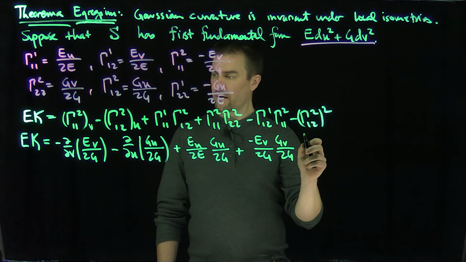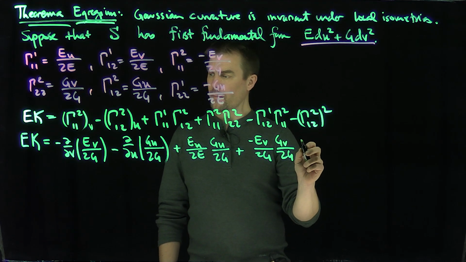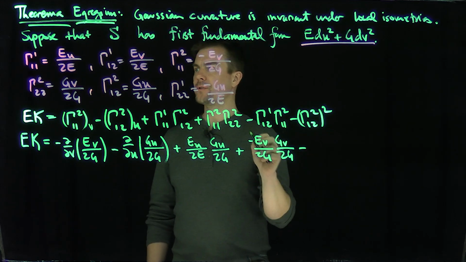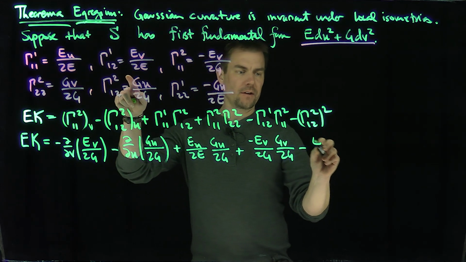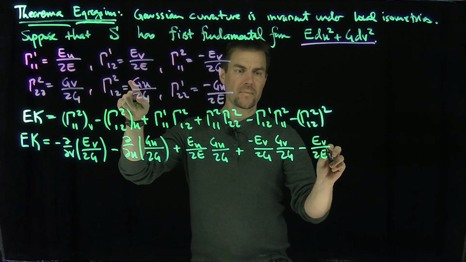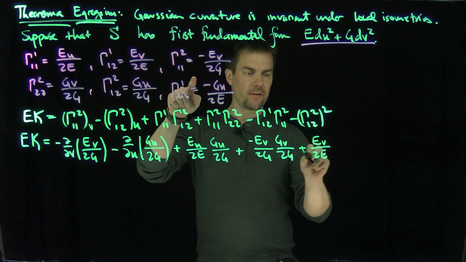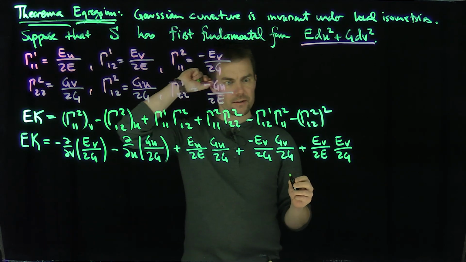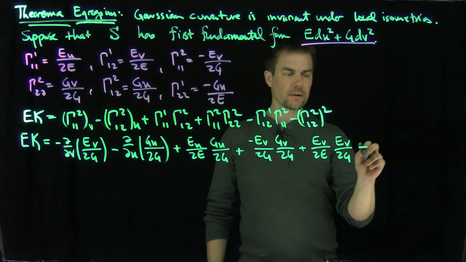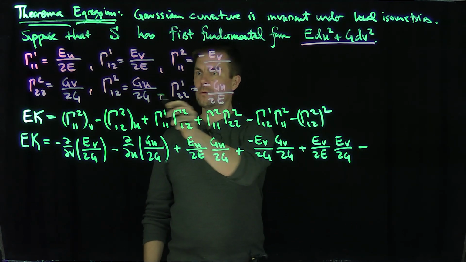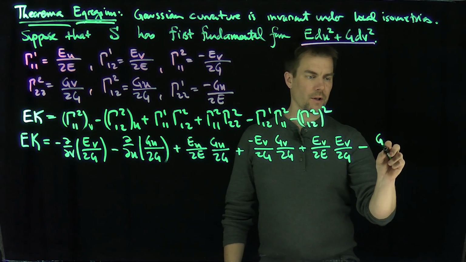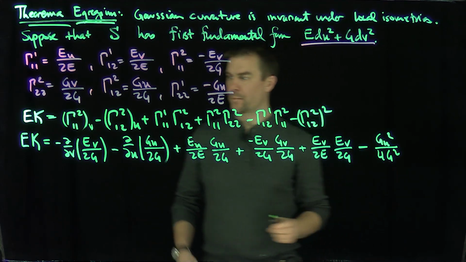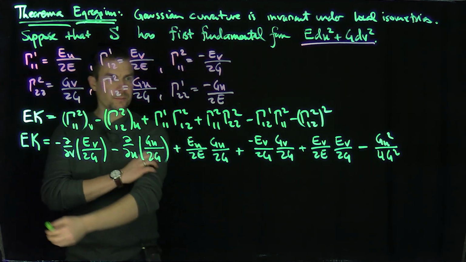And then over here, a negative gamma 1,1,2. Gamma 1,1,2 is this thing over here, so negative E_v over 2E. And then gamma 1,2,2 is going to be a negative E_v, so it's a plus E_v over 2G, like that. Great. And then a minus gamma 1,2,2 squared, G_u squared over 4G squared, like that. Beautiful. All right, so now we're going to have to do some simplification over here.